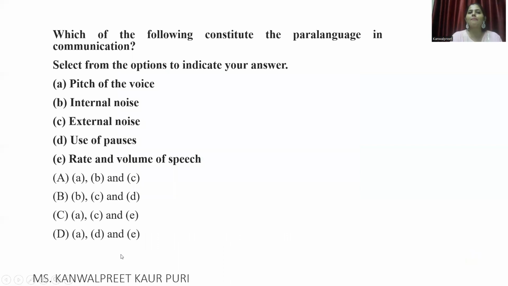Which of the following constitute the paralanguage? Paralanguage has been asked various times in many of the attempts. So just remember, again, watch my last videos on this. Select from the options to indicate: pitch of the voice, internal noise, external noise, use of pauses, rate, and volume of speech. If you know the definition of paralanguage, it is not your words, but the other elements of the voice. So here the answer A, pitch of the voice, has to be the answer. Internal noise and external noise are in fact barriers, and cannot be considered paralanguage. Use of pauses, yes, you should know when to pause, when to read. When we are reading, there's the importance of punctuation marks also, and rate and volume of speech.